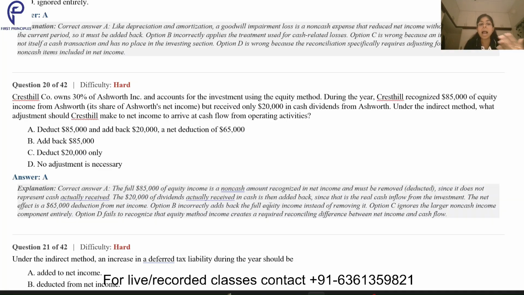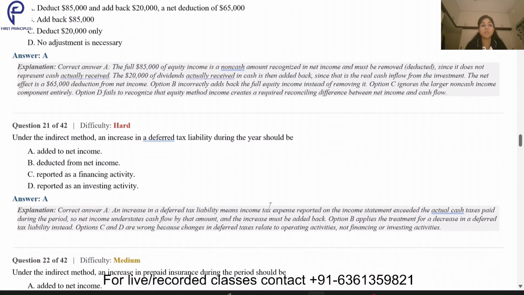Then option B, add back 85,000. Is this correct? No. Why? Because we are not going to add it back. This is going to be subtracted. We did not receive it. Then deduct 20,000 only. Is this correct? No, not at all. And no adjustment is necessary is also not the correct answer. Moving on to the next question.